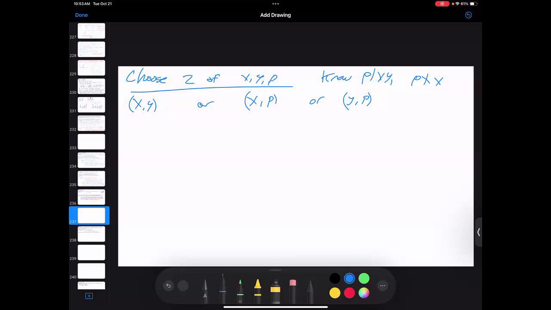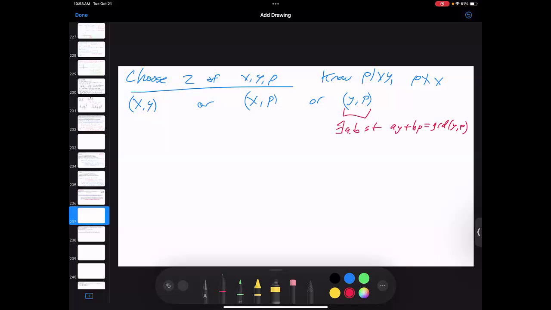Y and P. Okay. Which are you more lucky about or feel better about, the Y or the P? The P. So do we all agree that we probably don't want to do X and Y? Now, if I choose Y and P, I would get that there exist A and B such that AY plus BP equals the GCD of Y and P. Do you know what the GCD of Y and P is?